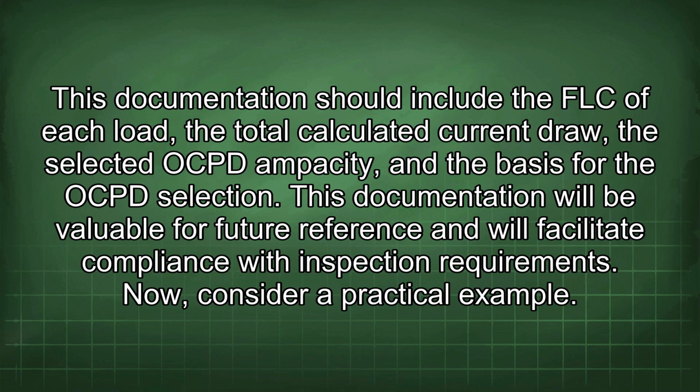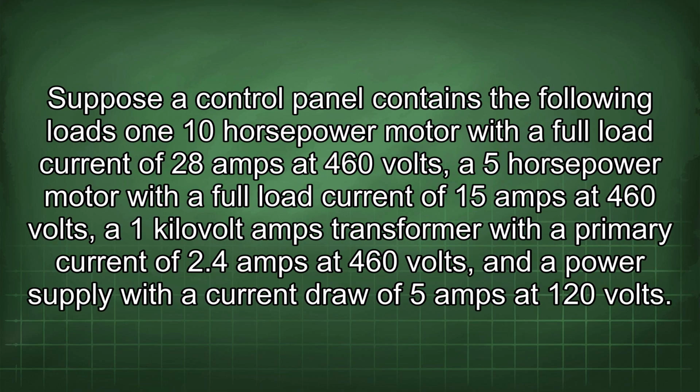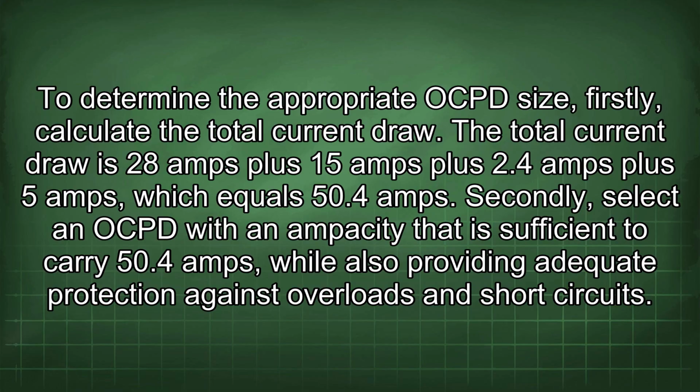Now consider a practical example. Suppose a control panel contains the following loads: one 10 horsepower motor with a full load current of 28 amps at 460 volts, a 5 horsepower motor with a full load current of 15 amps at 460 volts, a 1 kilovolt-amp transformer with a primary current of 2.4 amps at 460 volts, and a power supply with a current draw of 5 amps at 120 volts. To determine the appropriate OCP size, firstly, calculate the total current draw. The total current draw is 28 amps plus 15 amps plus 2.4 amps plus 5 amps, which equals 50.4 amps.